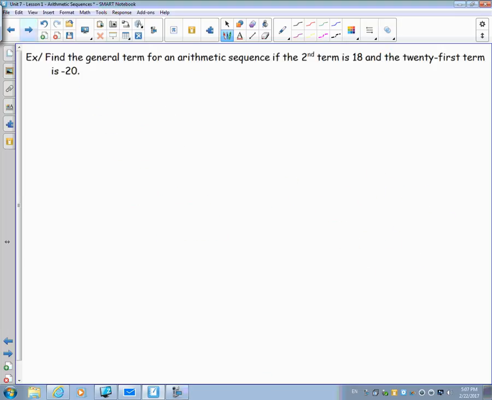Okay, last question, last problem solving. Find the general term for an arithmetic sequence if the second term is 18 and the 21st term is negative 20. So they're giving us non-consecutive terms. What can we do with that? What do we know? We know that term number 2 is 18. We know that term number 21 is negative 20. That's what we know. What can I do to figure out the general term? I need the initial value, the starting point, and I have to figure out how much it changes by.